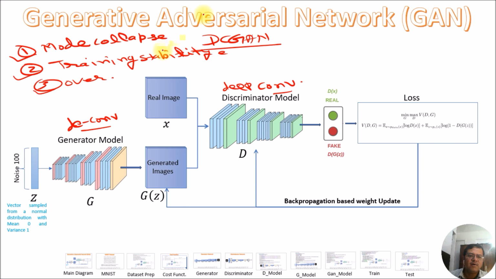So first of all, start with the data set. So here we can see that we have used a noise array of size 100 to train the system, to train the generator model, and then the generator model generates an image G(z). Now one question you may ask is, why do we use the vector sampled from a normal distribution, with mean equal to 0 and variance equal to 1? When we are selecting the random noise, what is the use of those things?